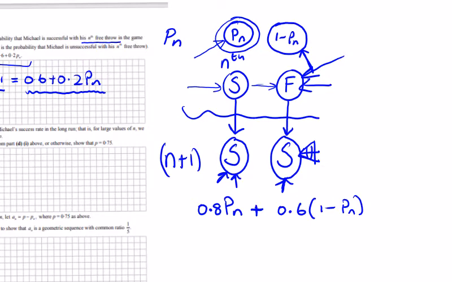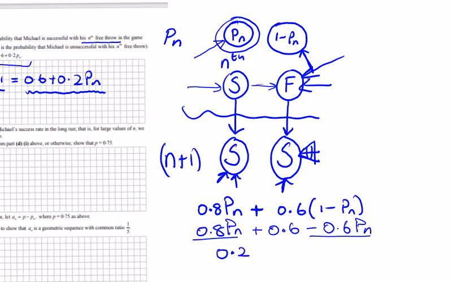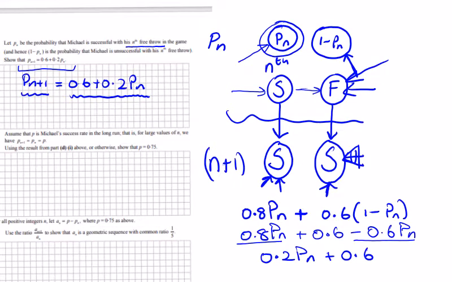So if we add these two together, we're going to get 0.8 Pn plus 0.6 times (1 minus Pn). And you can see we have like terms here, even though it's in terms of Pn. So we've 0.8 minus 0.6 is 0.2. 0.2 Pn plus 0.6 is what they're looking for up here.